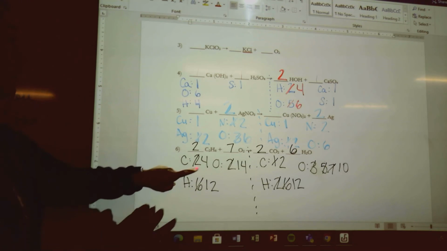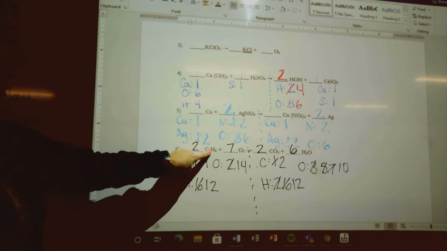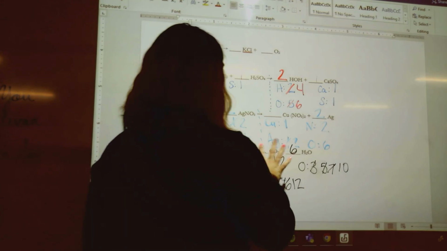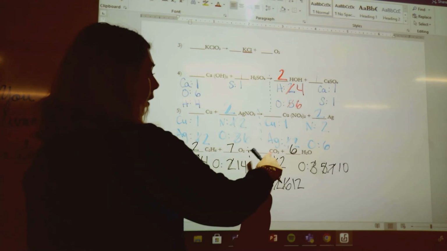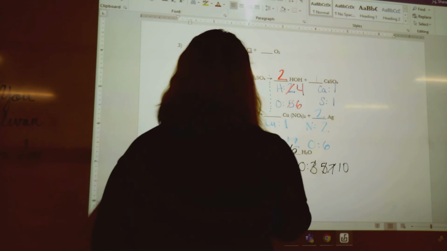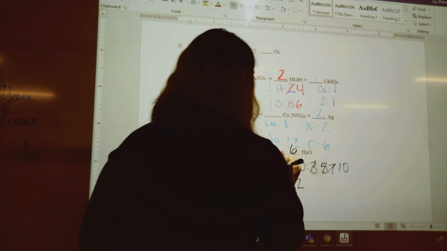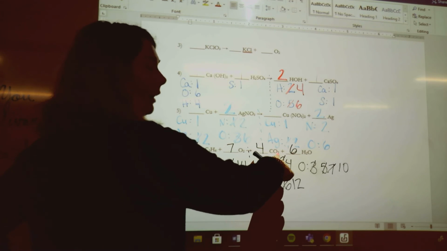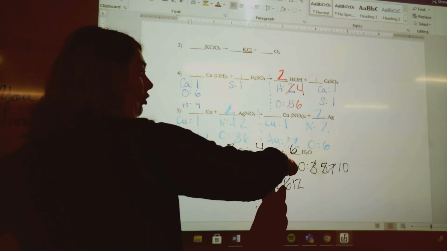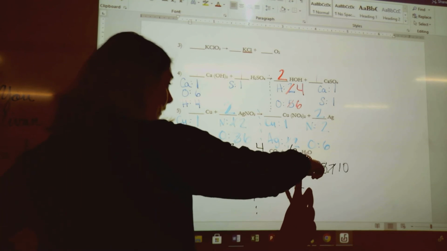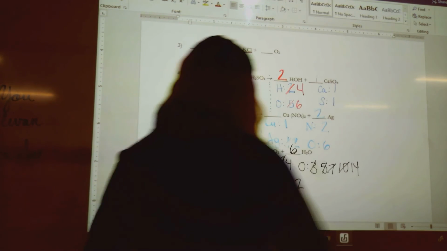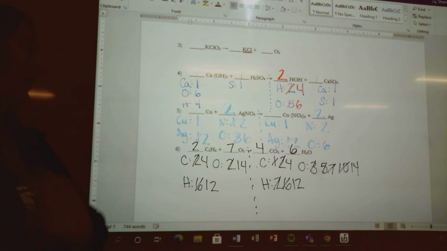Yes. So now I have 4 carbons on this side, 2 times 2, but I only have 2 over here. So I need to make this something different. 4, because I have a little invisible 1 here. So 4 times my 1 carbon now gives me 4 carbons. And 4 times 2 gives me 8 oxygens. Plus my 6 oxygens is 14. Now we're balanced. That one's a beast.